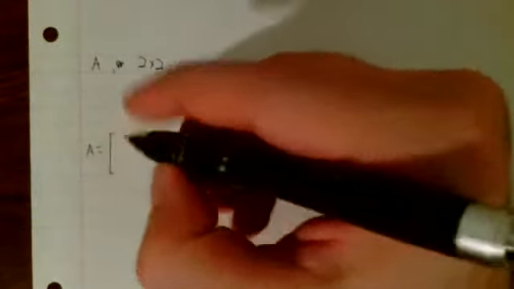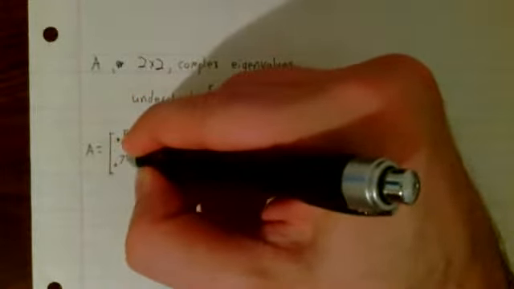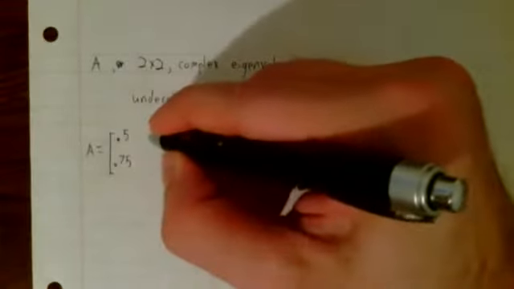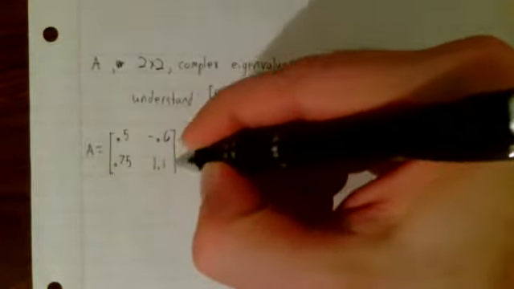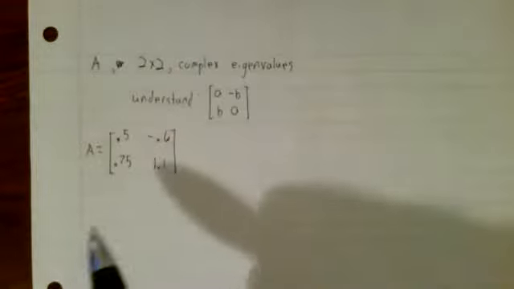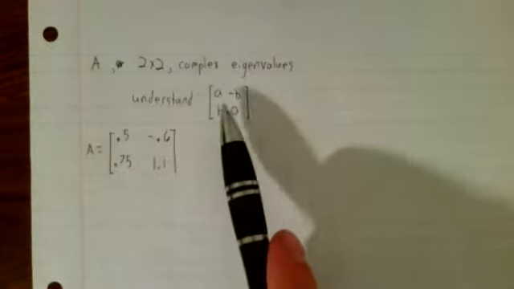Rather than approach this in generality, let's look at a specific example. This matrix A has complex eigenvalues, but it is certainly not of this form.